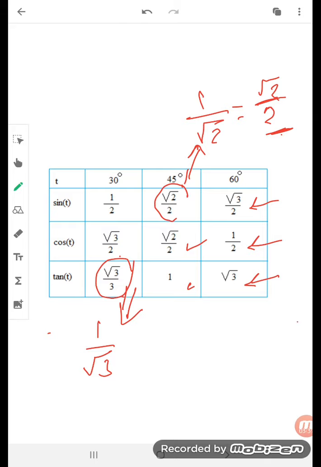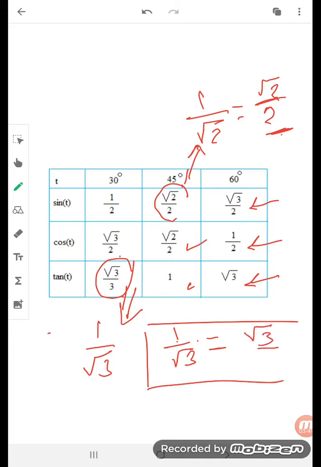So when we write 1 over square root 3, we can write another equivalent value, square root 3 over 3. When we write 1 over square root 2, we can write it another way, square root 2 over 2. Understood? Now let's go to some examples.